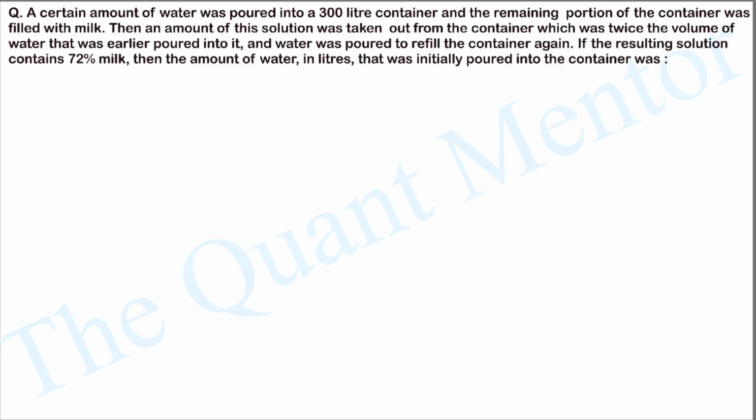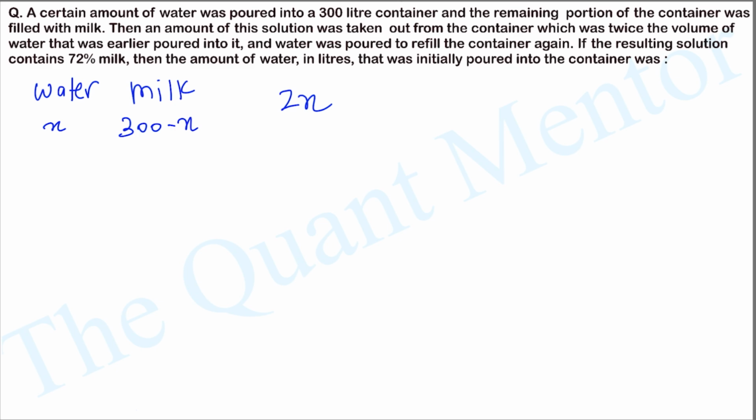Let us start by considering the water content in the vessel as X liters. Since the container's capacity is worth 300 liters, the milk content would be the remaining value, 300 minus X. Then an amount of this solution was taken out which was twice the volume of water that was earlier poured. So the volume of water poured is X, twice of that is simply 2X. So now 2X liters is removed.